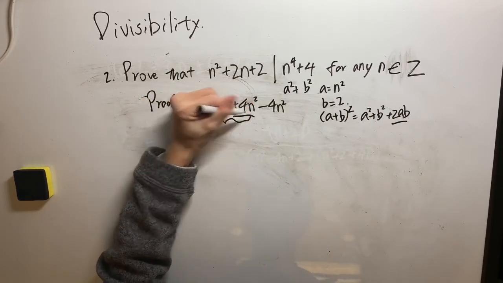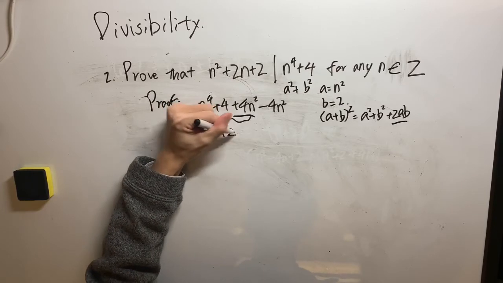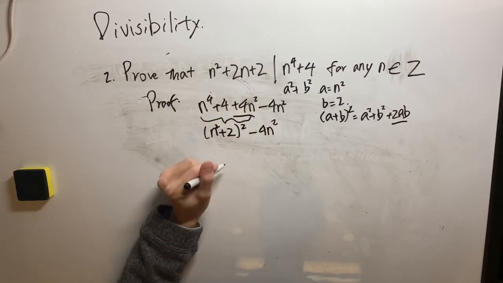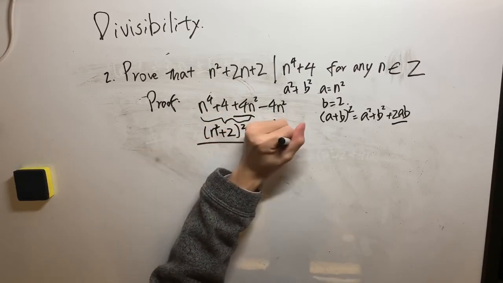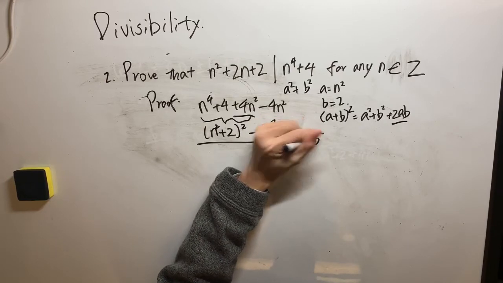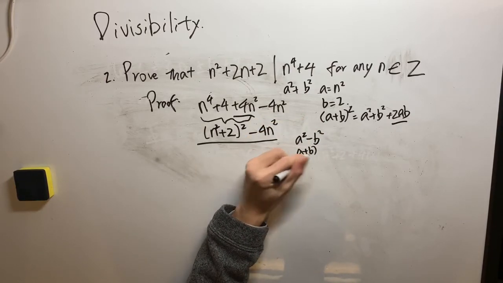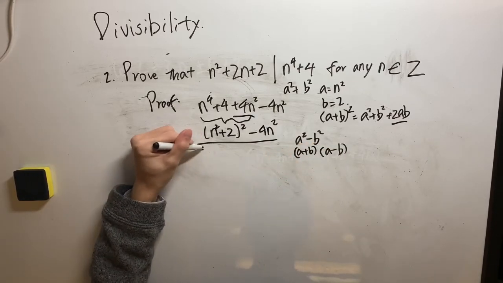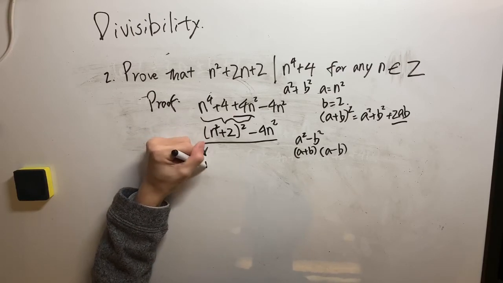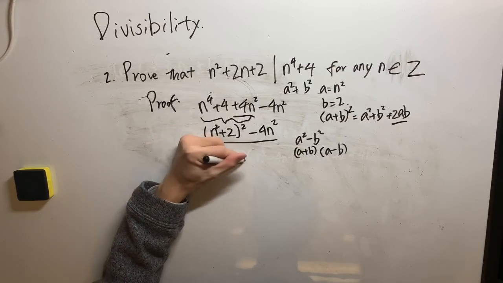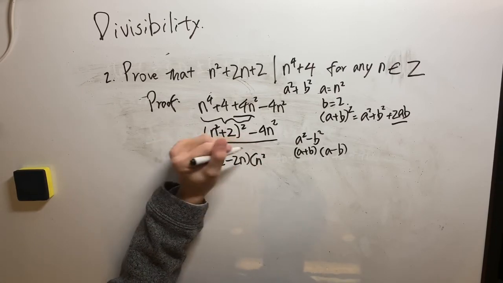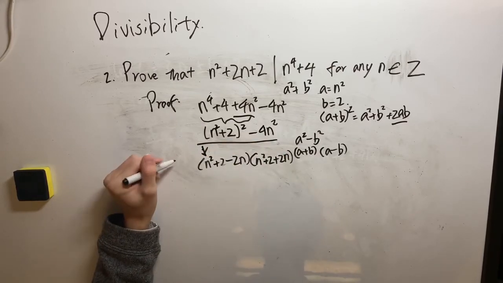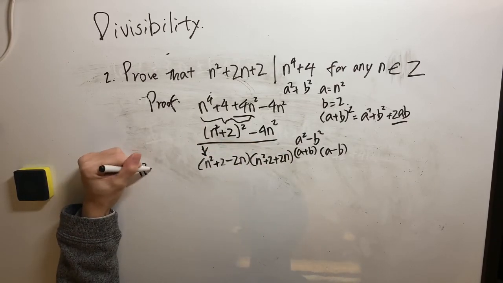And that can be simplified as n squared plus 2 squared minus 4n squared. You can see that it is a form of a squared minus b squared, which equals a plus b times a minus b. Thus, we can simplify this as n squared plus 2 minus 2n times n squared plus 2 plus 2n. Thus, we easily solve the question.